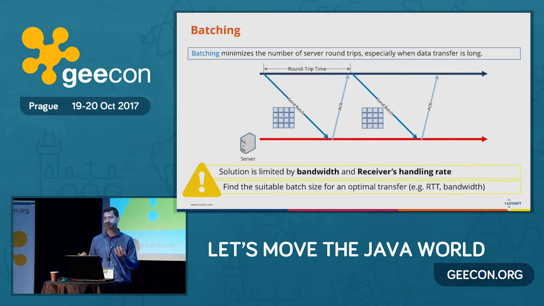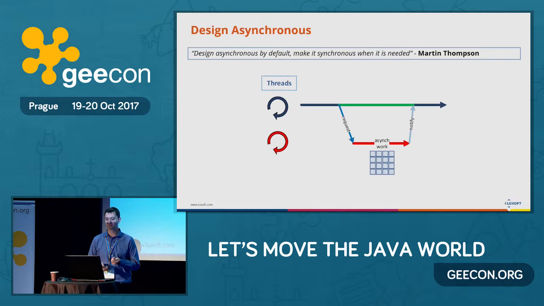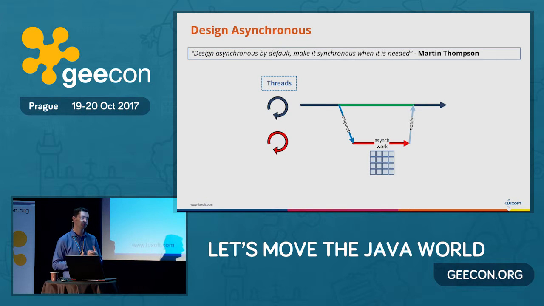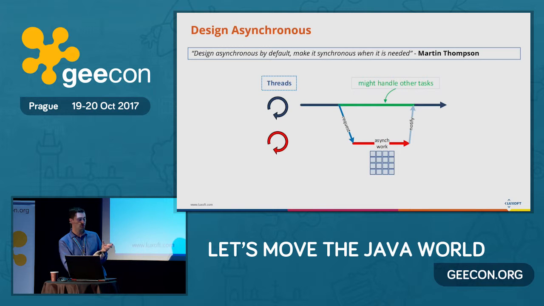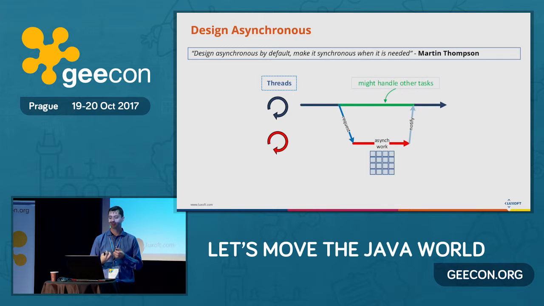And all these parameters are coming into place. Designing asynchronous is also a good recipe. Also, Martin Thompson said, design asynchronous by default. Make it synchronous when it is needed. Because if you design asynchronous, you can see here on that graph, during the green period, you might handle other tasks. So once you are notified, you can resume your previous work and handle the response.